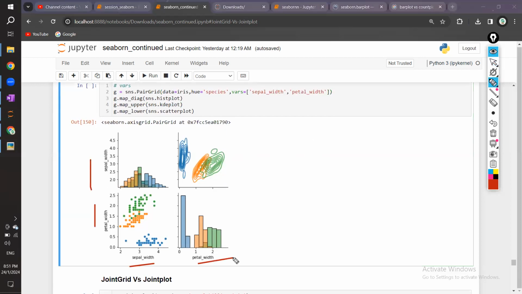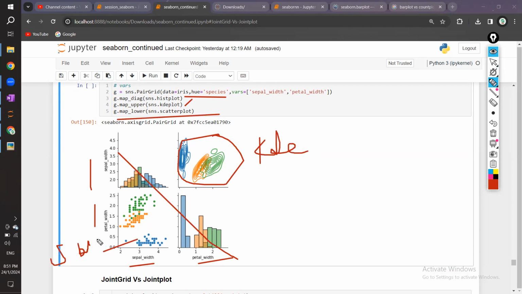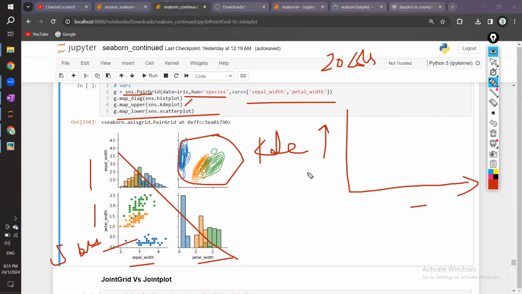So sepal width, petal width, only based upon these two I want to draw, and histogram in the diagonal, and upper is KDE plot. This is KDE. Okay, and lower is scatter plot. This is scatter plot. Because let's say you're having like 20 columns, and if you just trigger this pair plot, it will make 20 into 20 combinations. How much? 400 graphs you will get. Okay, I don't want all those, so then you can specify only specific columns which you want to see for the graphs.